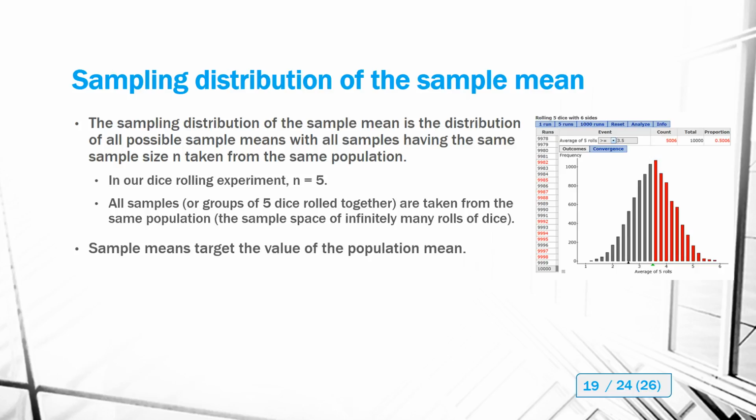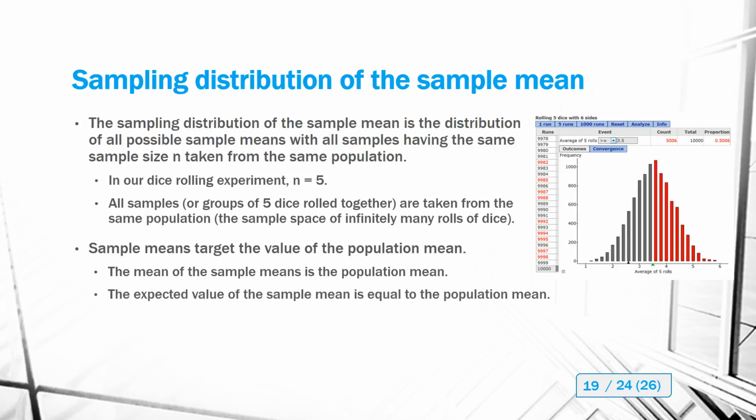Now, because of this, we see that the sample means target the value of the population mean. As we increase the number of outcomes in our sample, so our sample space gets larger and larger, the mean value of our sample tends to target or approach the population mean. This means that the mean of the sample means is the population mean. Or another way to say it is that the expected value of the sample mean is equal to the population mean. And this is what we saw with our experiment.